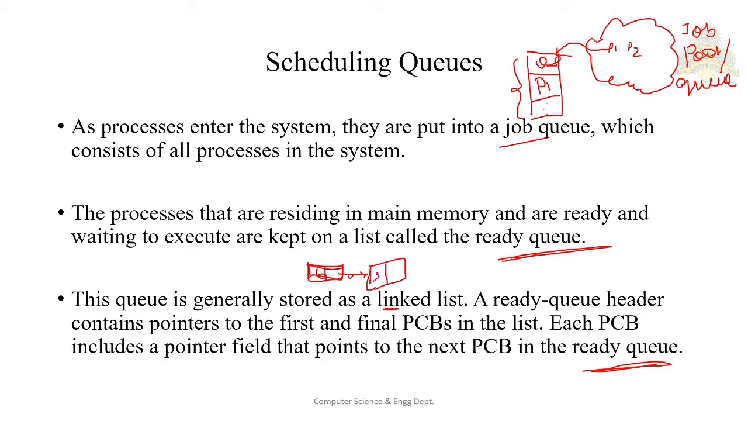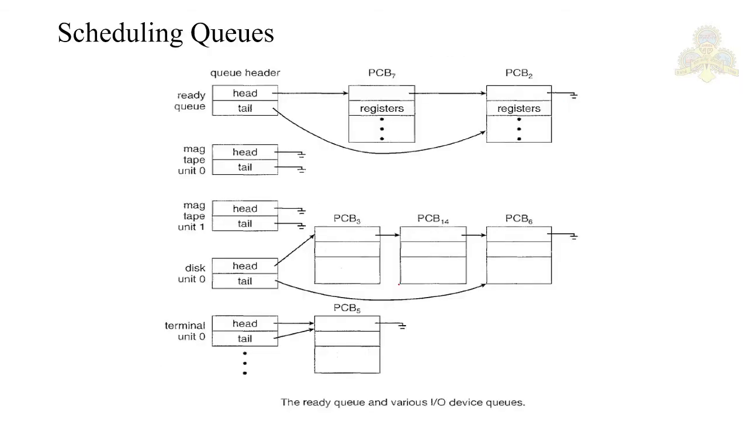Again that node will have some data as well as some pointer. So this is a simple linked list. Now here, this ready queue will generally be stored as this particular linked list. For this, to understand, we'll take this example.